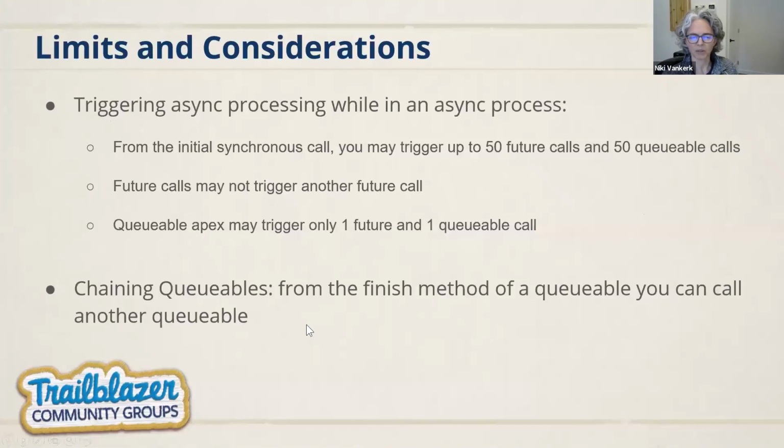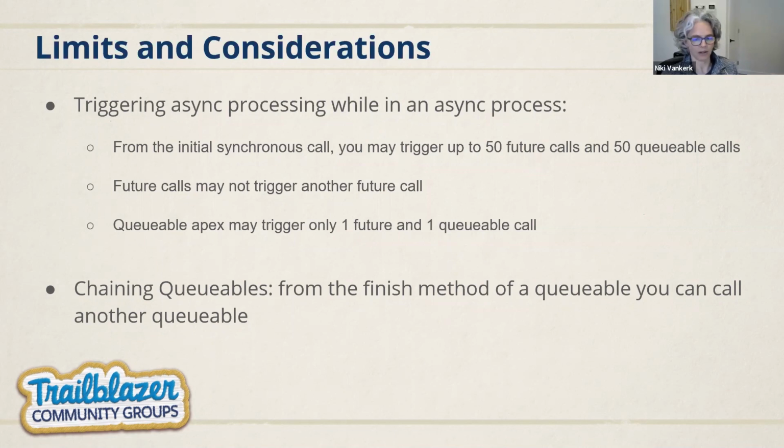We sort of talked about this, but things to think about: when you're in your synchronous call, you can trigger 50 futures or 50 queuables, but when you're in the future or the queuable, you have a limit. So future, you can't do any. And queuables, you can only do one. So you have to be a little bit careful as you're starting to go crazy with queuables that you don't start trying to trigger one from the other.